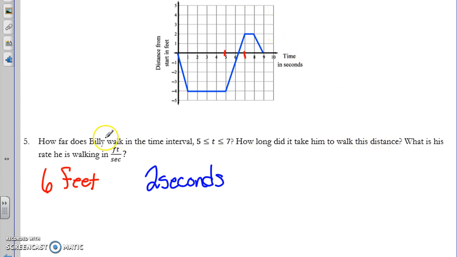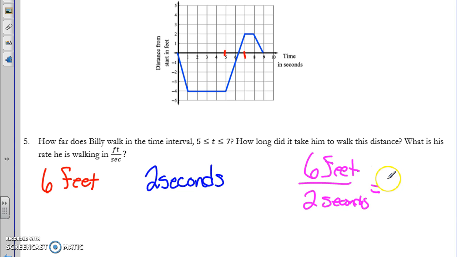And then the last question, what is his rate he is walking in feet per second? So he walked 6 feet in 2 seconds. So that means 6 divided by 2 is 3. So he walked 3 feet per second.